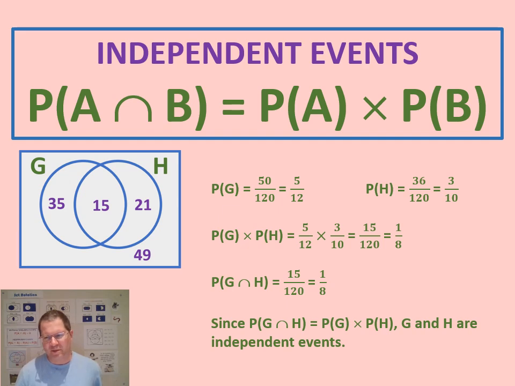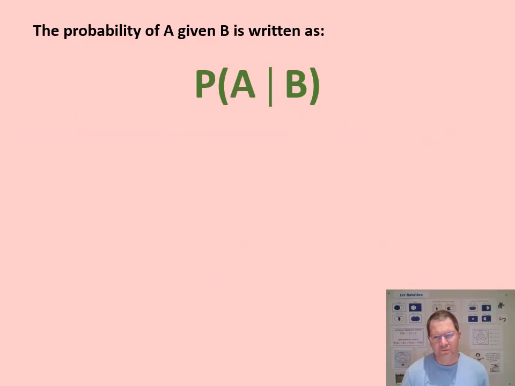Okay, there's another rule for independence, which I'll mention later, which relates to conditional probability, and we're going to look at the symbol notation for conditional probability right now. So the probability of A given B is written as: probability of A vertical line B. So it implies that B is a given event. It's already known.